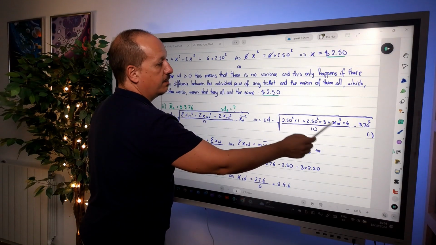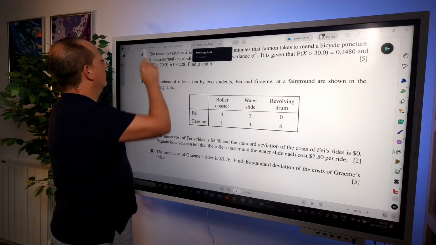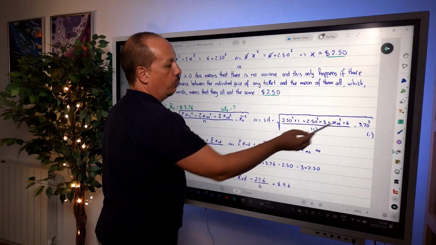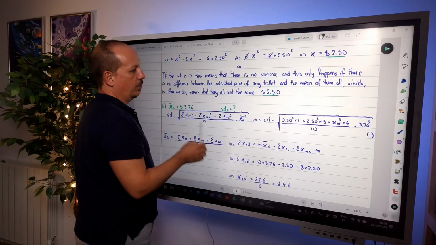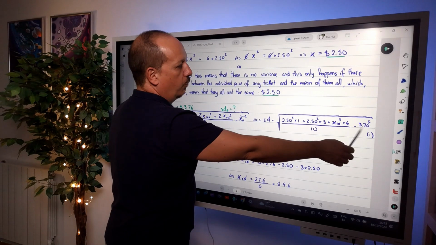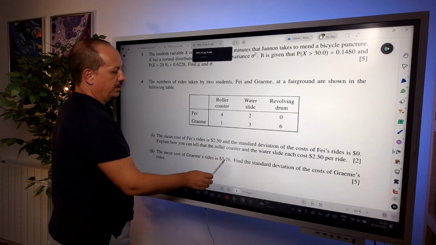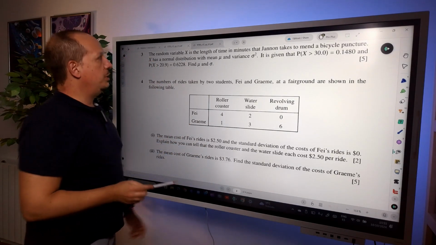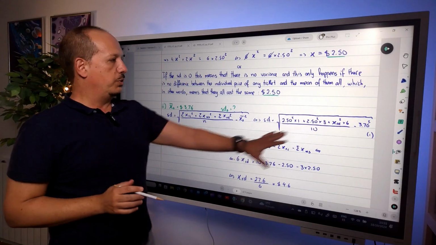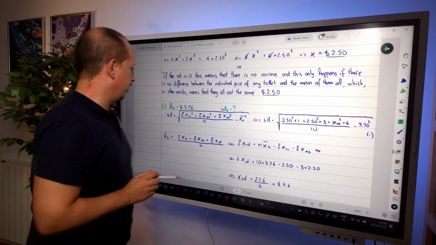But we don't know this. We just know that he went 6 times on the last one, which is the revolving drum. But we don't know the price for the revolving drum. We know everything else. We know that he went 10 times. It was a total number of rides that he took. We know the mean. The question tells you it's 3.76. We need to know the standard deviation. That's what you are being asked. So we're going to make here a pause in order for us to get that information first.